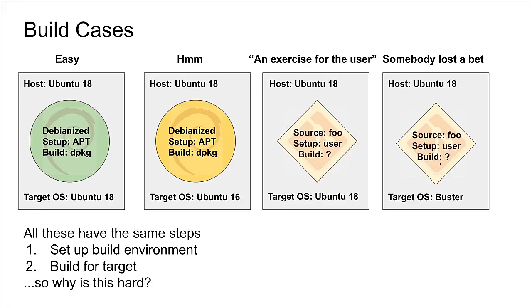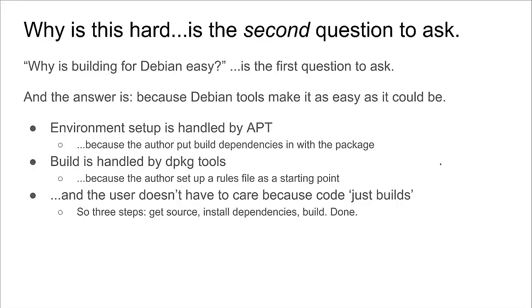So why is this difficult? And I think that's the second question to ask. Why is it hard? No, the real question is, why is building for Debian easy? And the answer is because Debian tools make it as easy as it possibly could be to build anything.